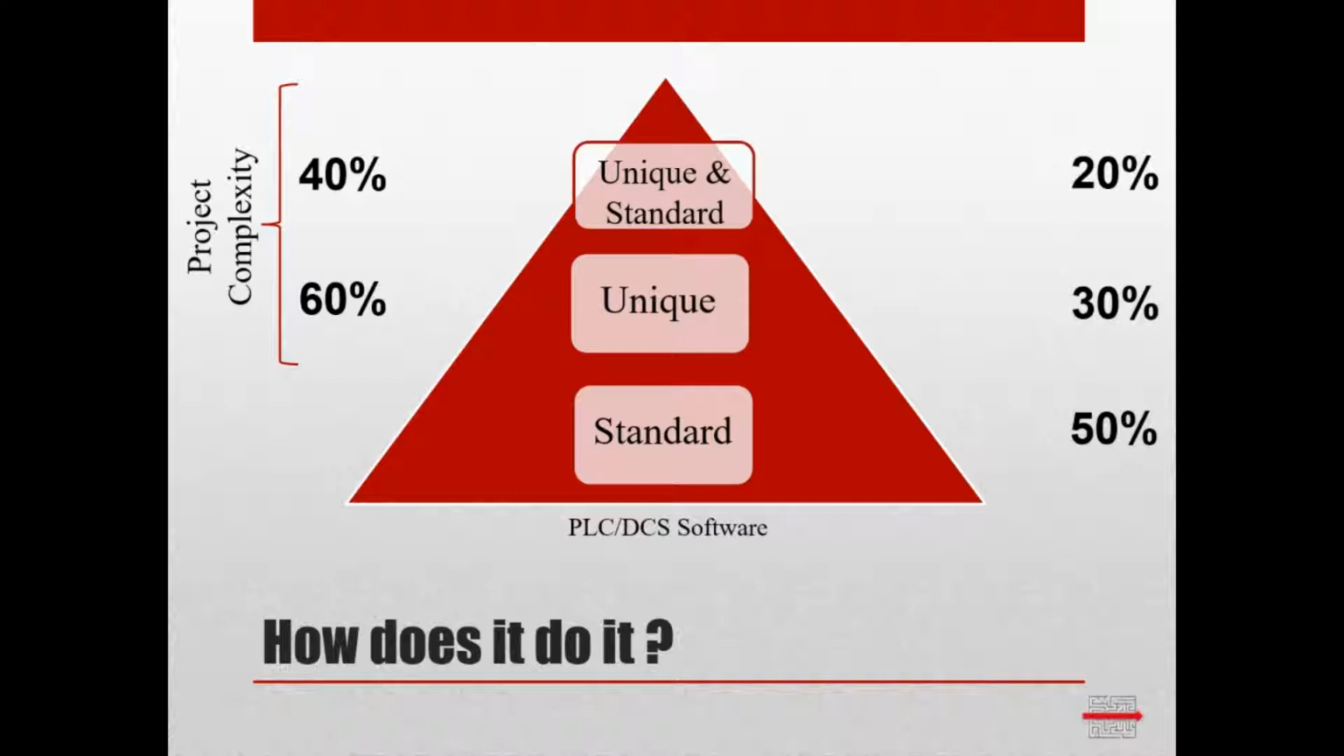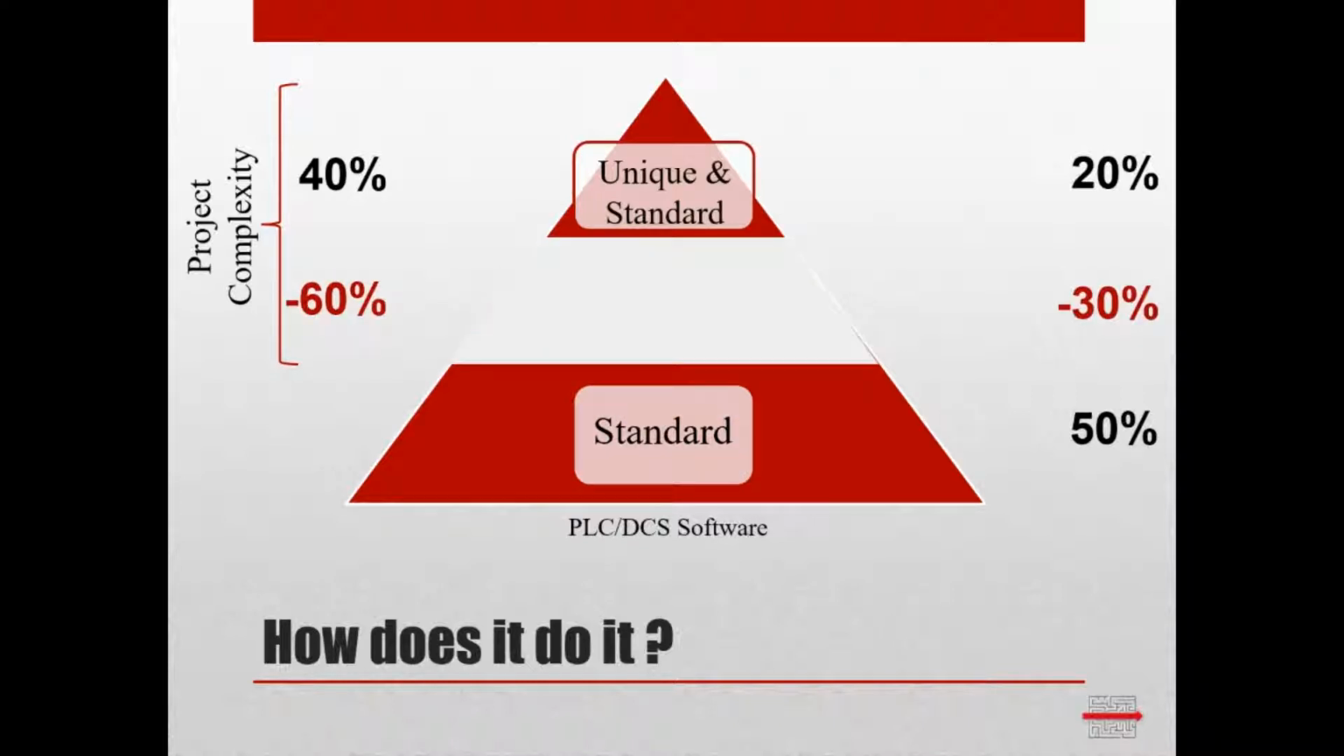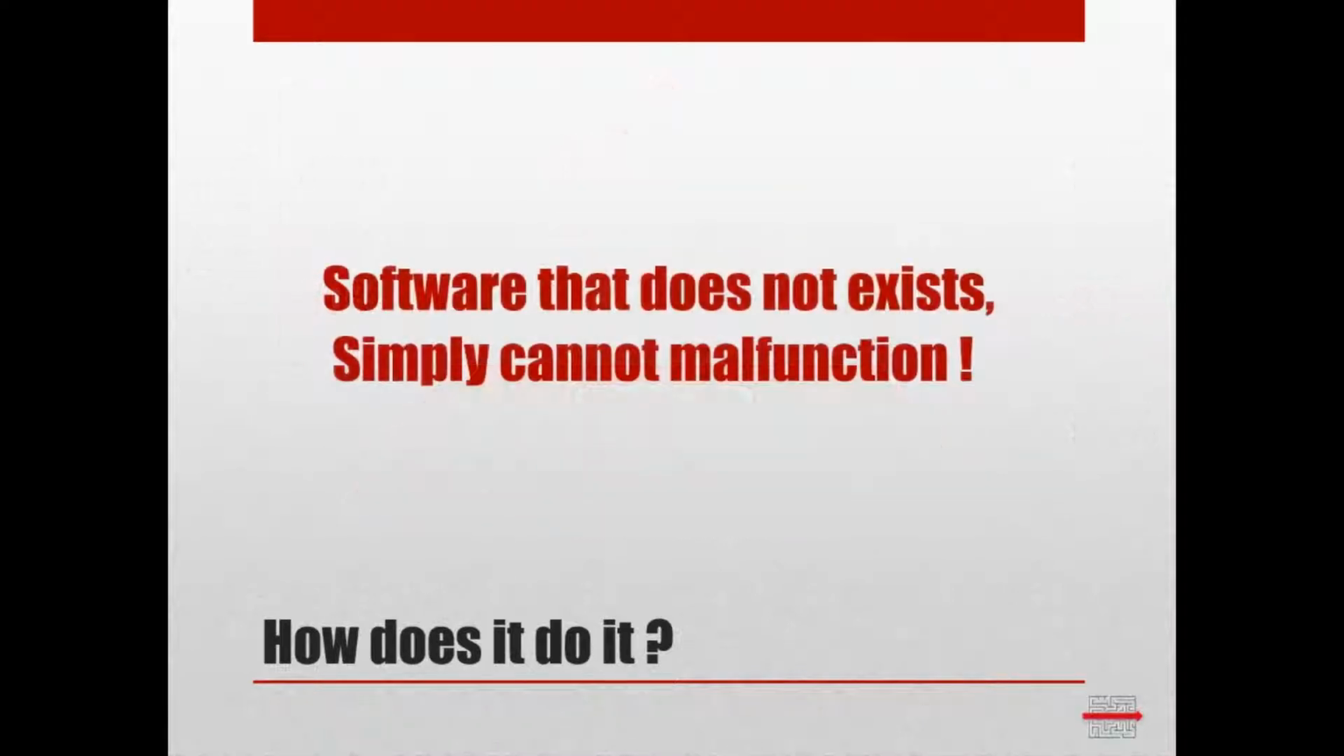In PLC-Easy, the middle unique layer is incorporated in the bottom layer. Therefore, the amount of software is reduced by at least 30%. Therefore, the design efforts, the implementation efforts, and the commissioning efforts are also reduced. But most importantly, software that does not exist is not going to fail once it's operational.